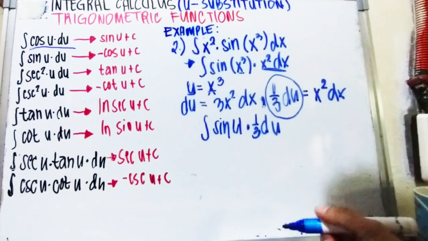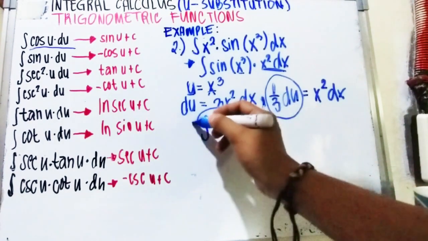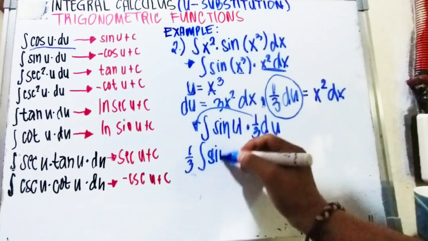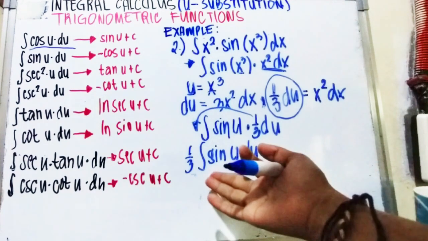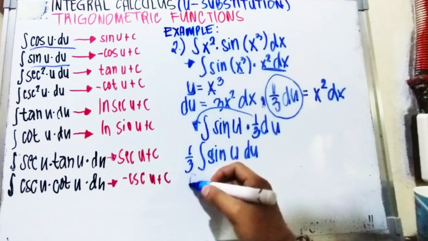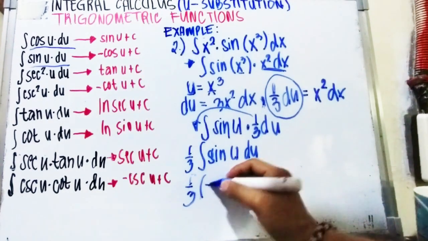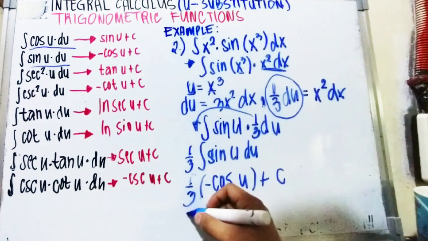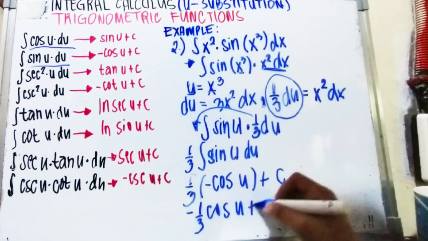Okay, applying ulit yung ating power rule or yung mga basic integration rule natin. Pag may constant, pwede natin ipalabas. 1/3 integral of sin u du. Notice that our trigonometric function here is the same as this one. Therefore, pwede nating sabihin na 1/3 integral of sin u du is negative cos u plus c. Evaluating, magiging negative 1/3 cos u plus c.